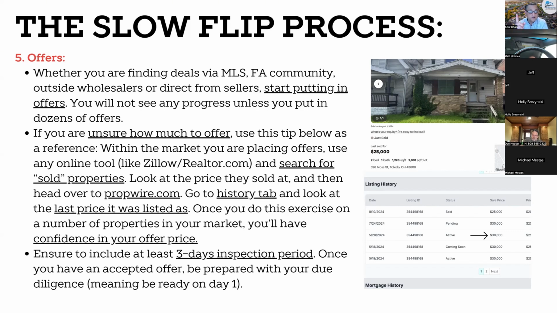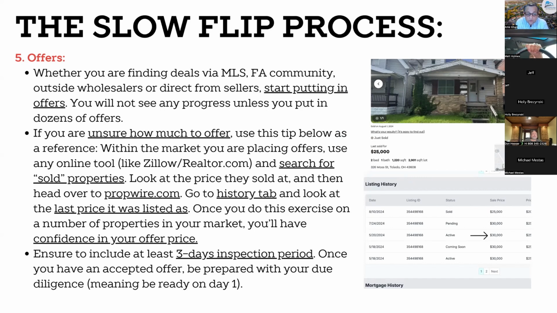All right. So here's my suggestion for you to figure out what you should be offering. So here's what you do. Whichever market you're in, go and look at sold properties. You can do that on Zillow and you can do that on realtor.com. Then look at what that property sold at. All right. So I have the screenshot in front of you on top. Here's a property that's in Toledo, Ohio, 2 bedroom, 1 bath. It sold for $25,000 on, I don't know, August 1st, right?